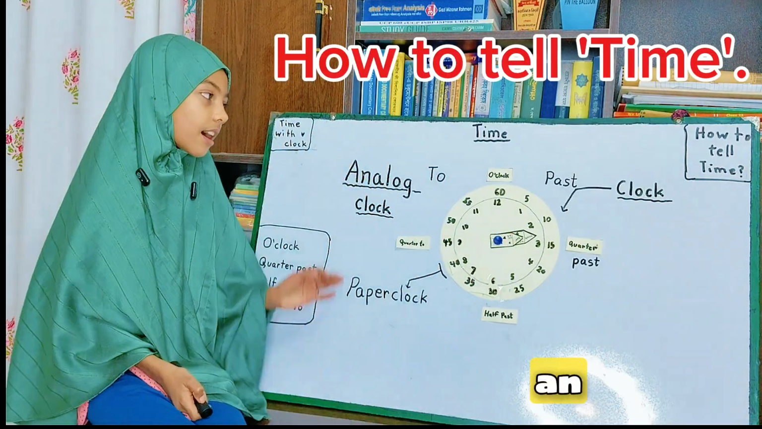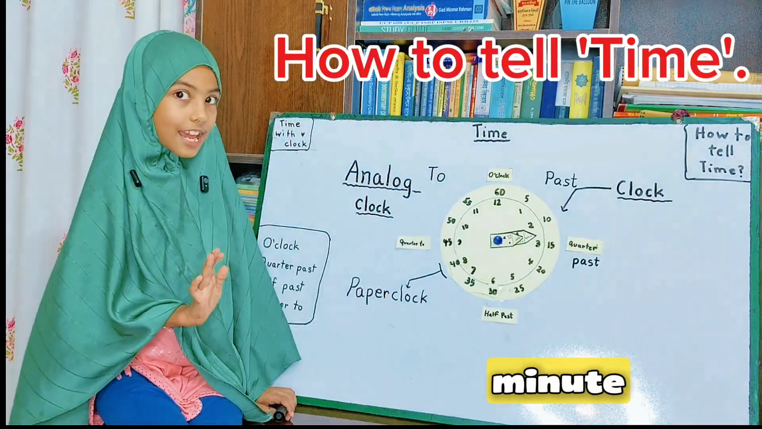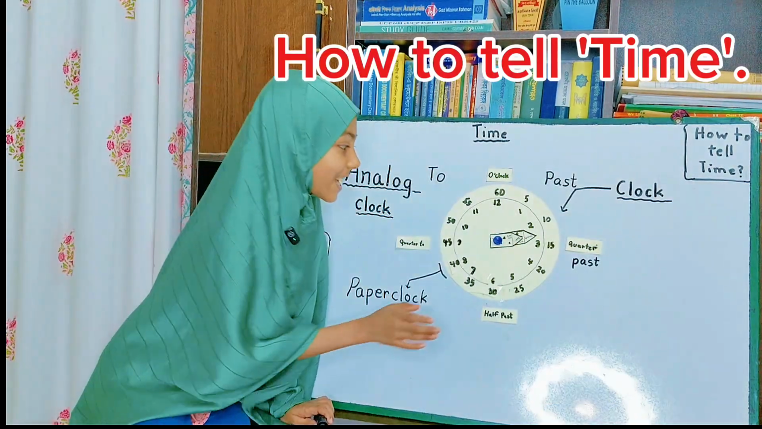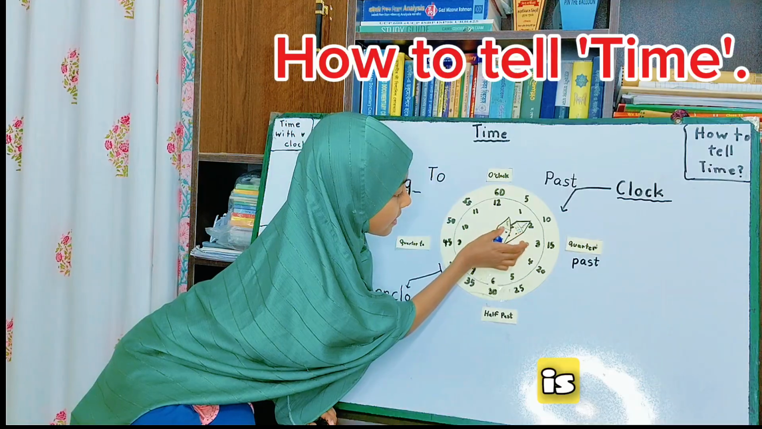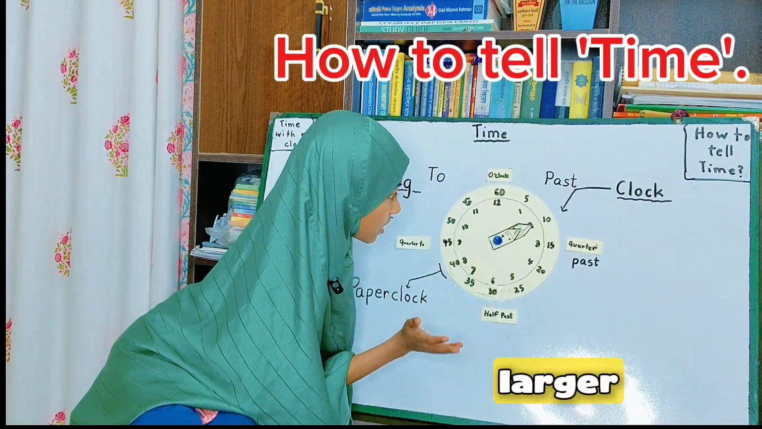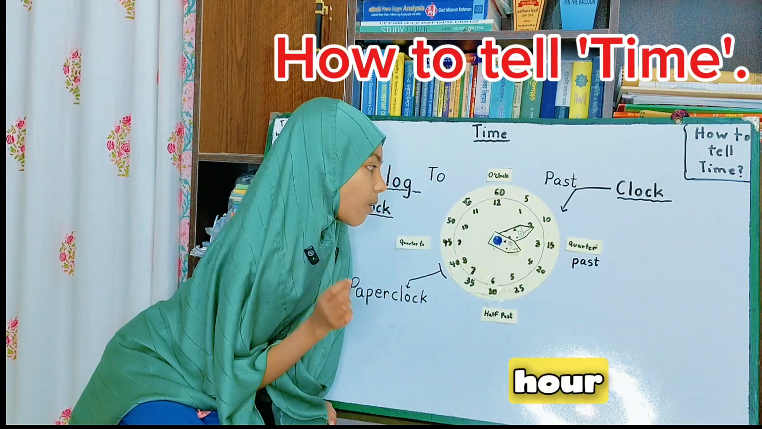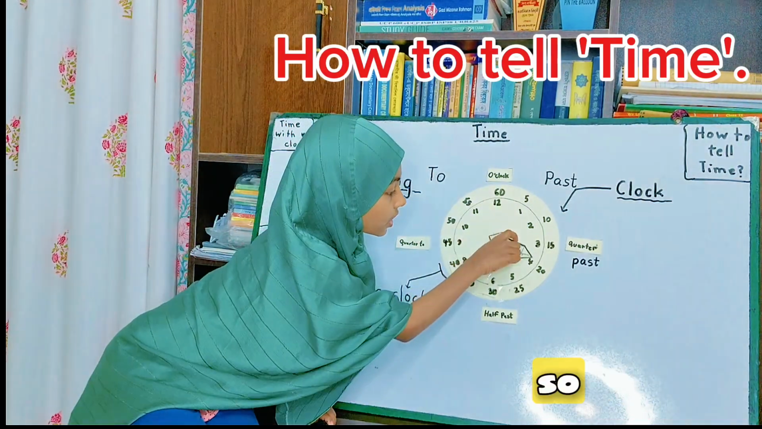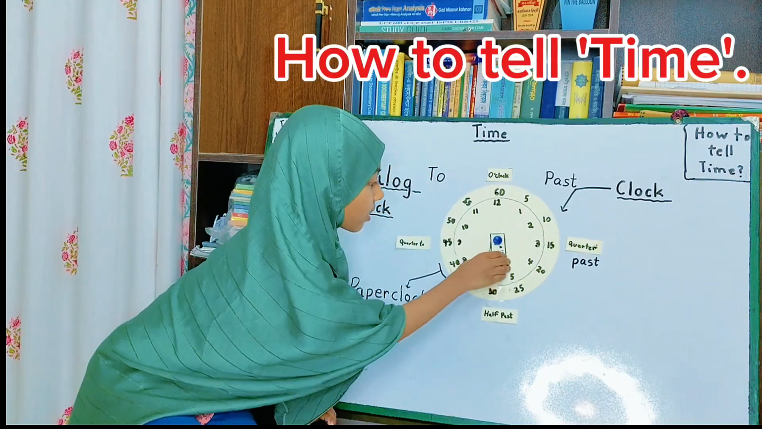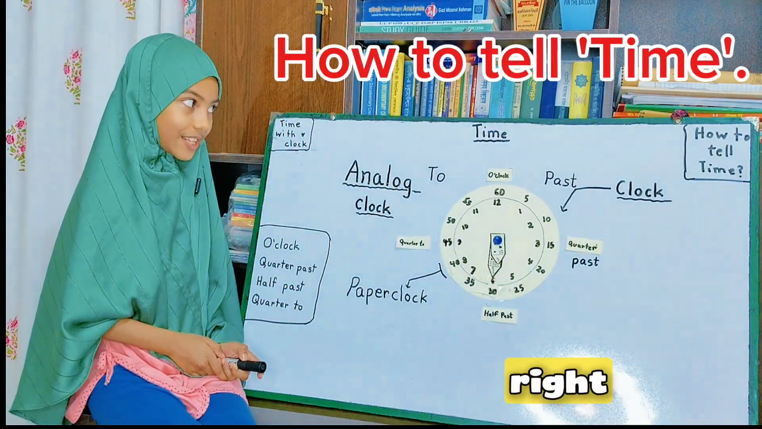Look, in an original clock there are hands, the minute hand and the hour hand. The minute hand is bigger and larger than the hour hand. The smaller one is the hour hand and the bigger one is the minute hand. So, we already know about hands right now.